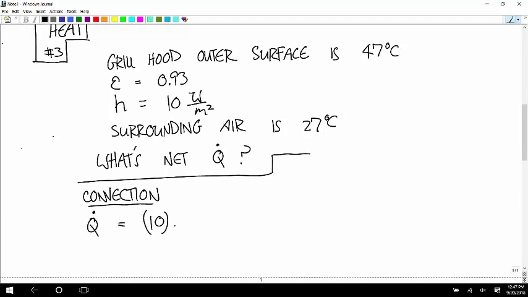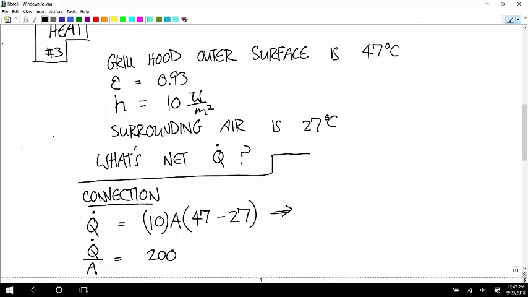Okay, so we got Q dot is equal to 10 times, is this how convection, remind me the equation. Do I have an A in there? And then times the quantity, temperature of the surface. So that's 47 degrees Celsius minus the temperature of the fluid flowing over it. That's 27. So Q dot over A is equal to, that's 200.